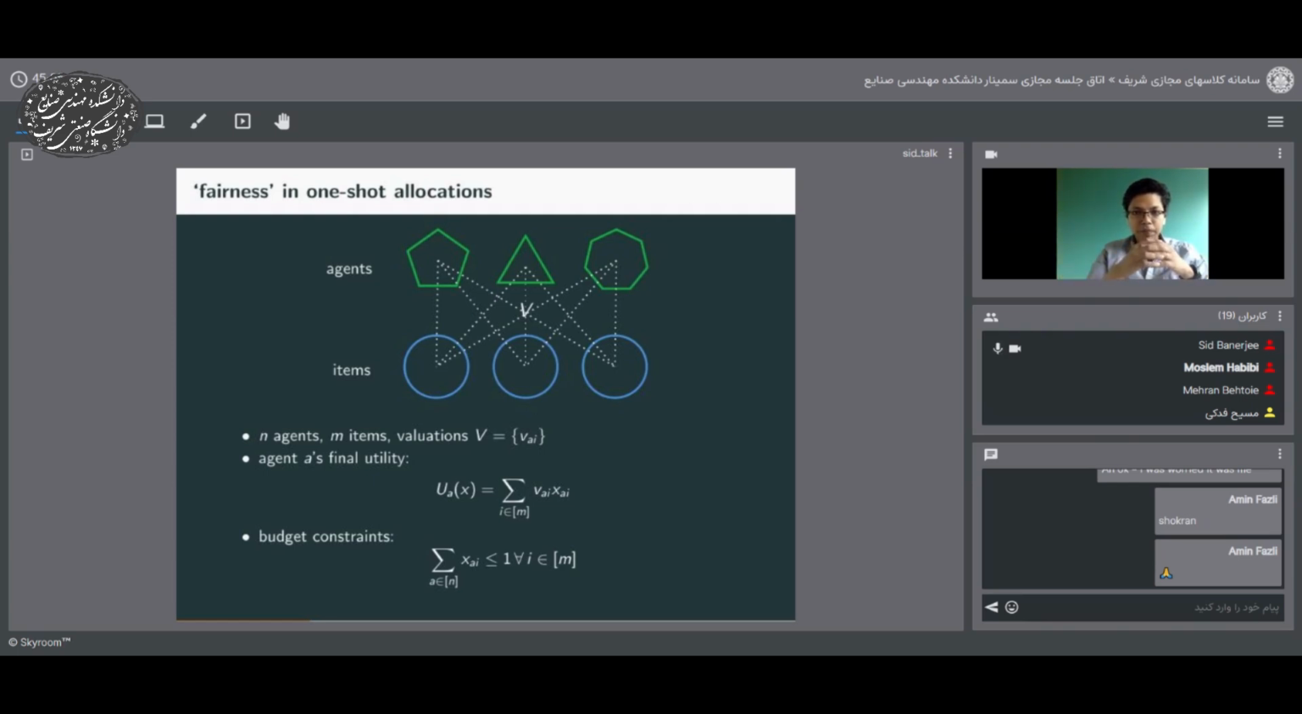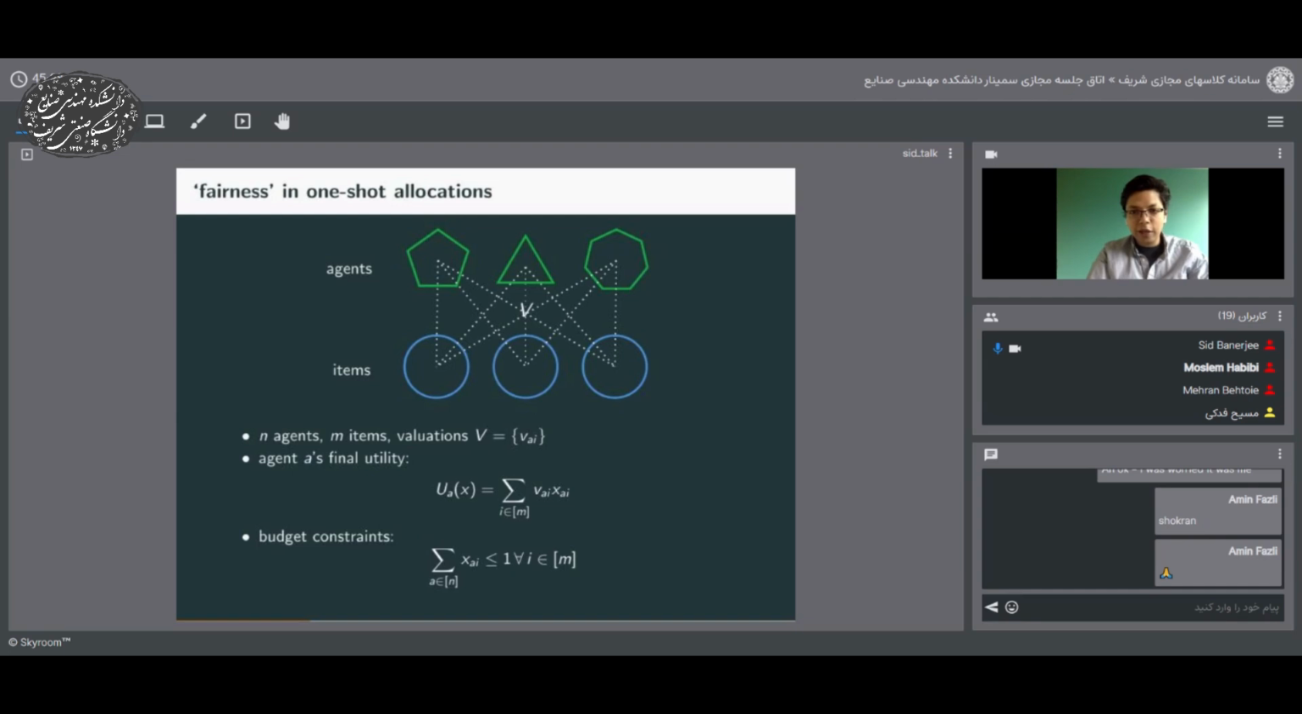So in this case, let's say I have n items, which are these blue circles at the bottom, and these are all divisible. So it's like 1 unit of each item, but you can divide it in any fraction that you want. And you have m agents on top. These are these strange shapes on top, like all these polygons. I just want to show all these items, and all these agents are different.